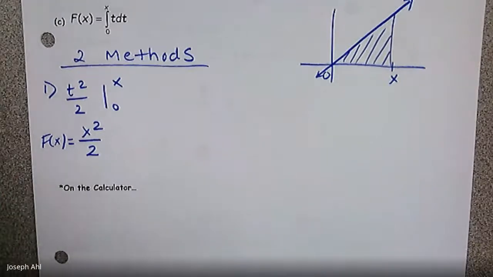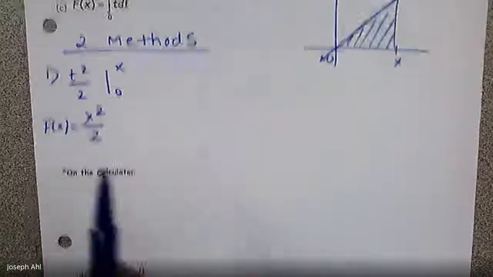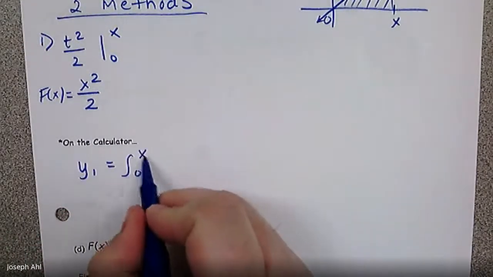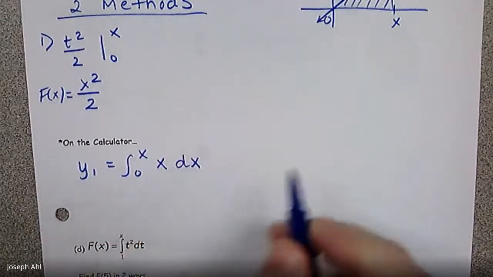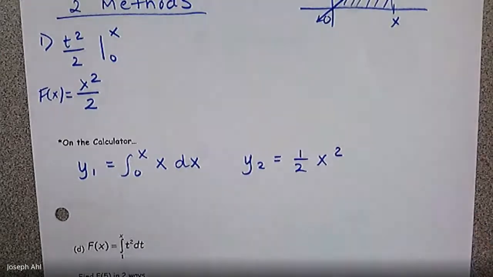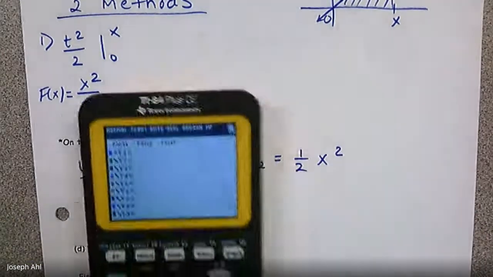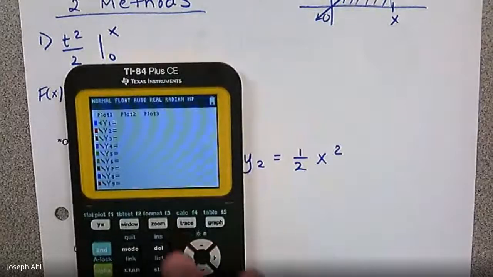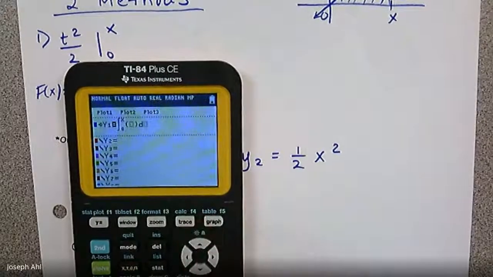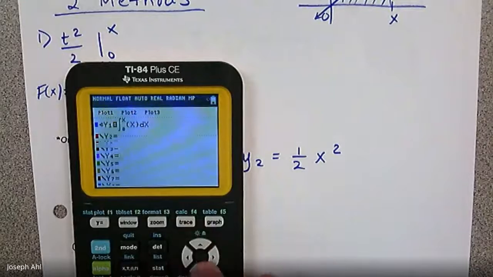You can confirm that on your calculator by going to y1 and y2 and comparing the following graphs. In y1, you would look at the integral from 0 to x of x dx here. And in y2, we're going to look at 1/2 x squared and see what the comparison is. The only thing is, when you type this into the calculator, it takes a little while to graph the integral.